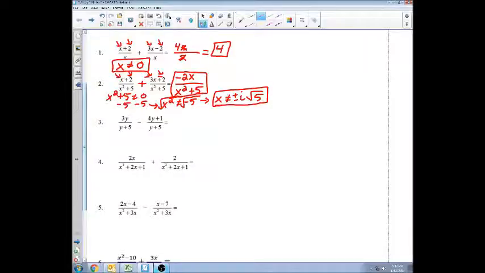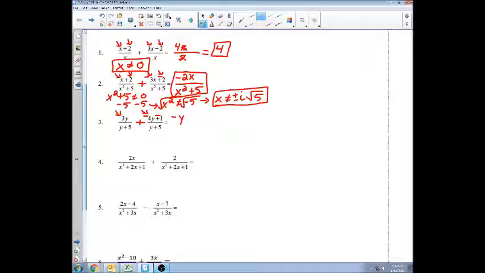Just like on problem 2, I have a subtraction in between. So before I do anything, I want to double check that my denominators are the same. They are. I have y plus 5 and y plus 5. So I'm going to change the subtraction sign to a plus sign. I'm going to make 4y negative. I'm going to make 1 negative. So 3y minus 4y would get me negative y.